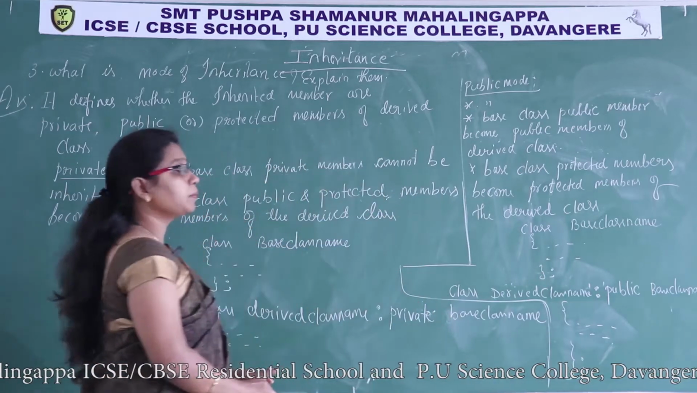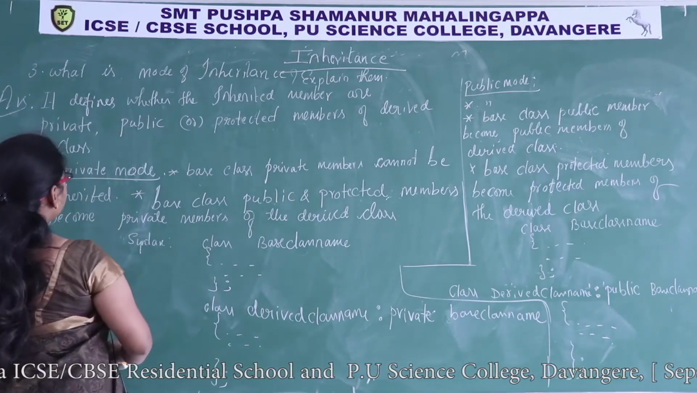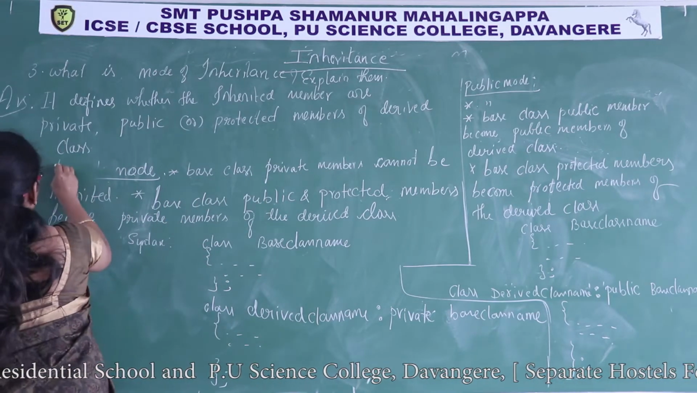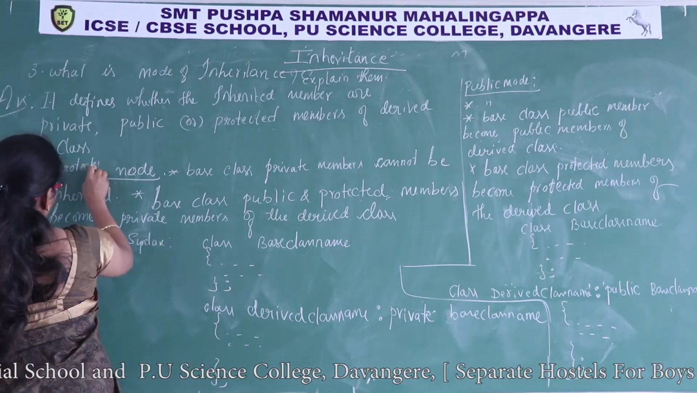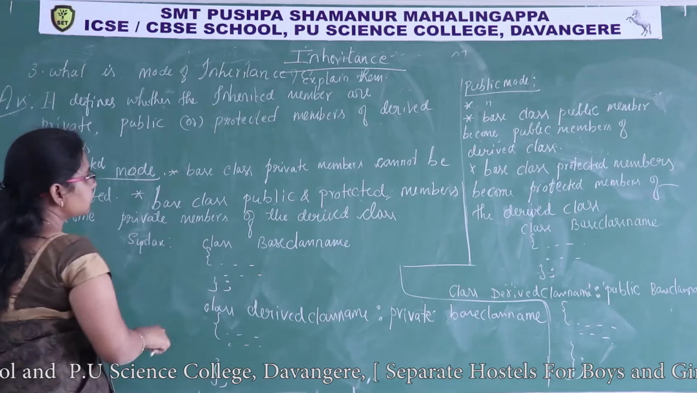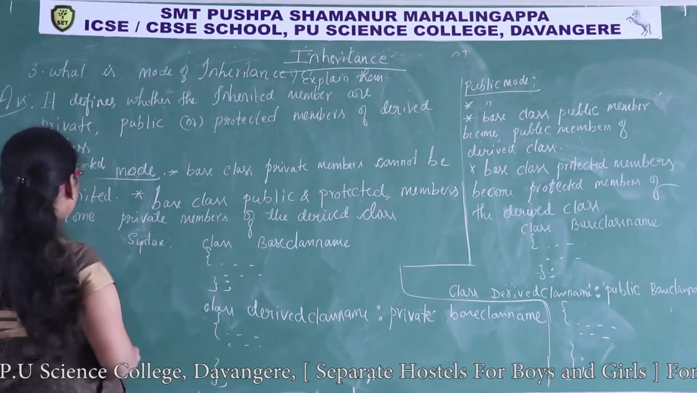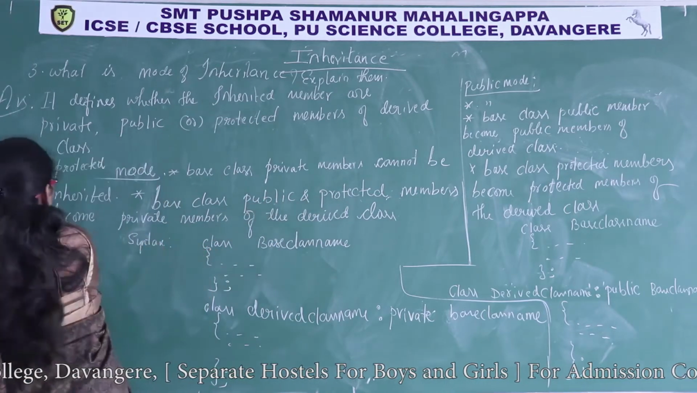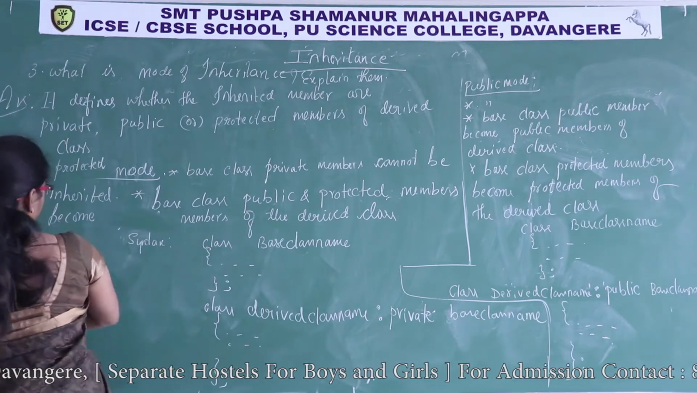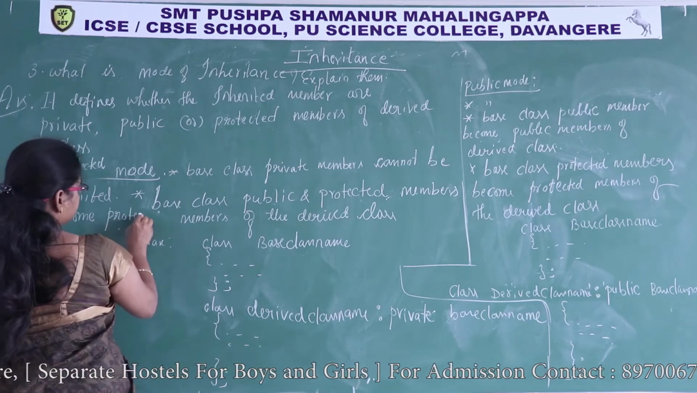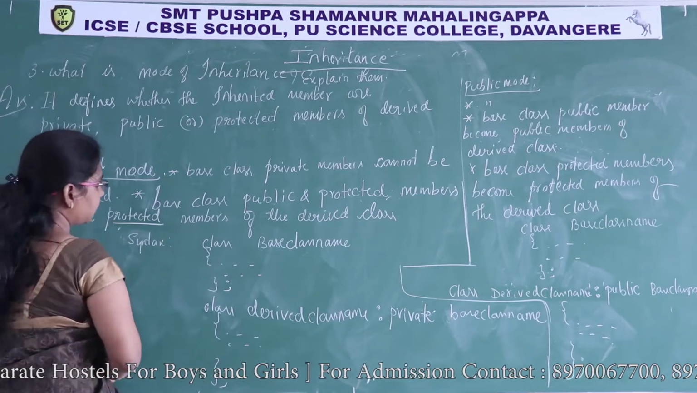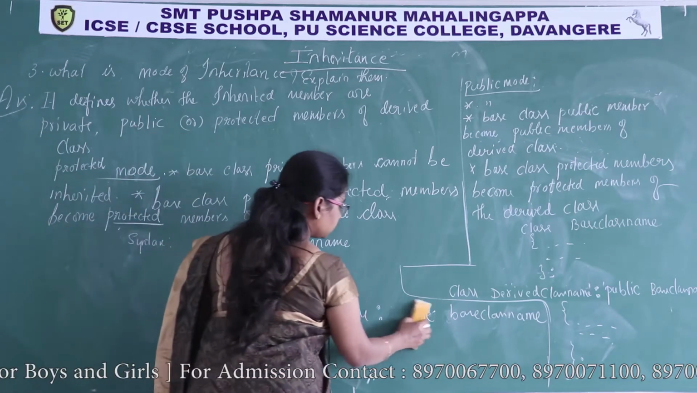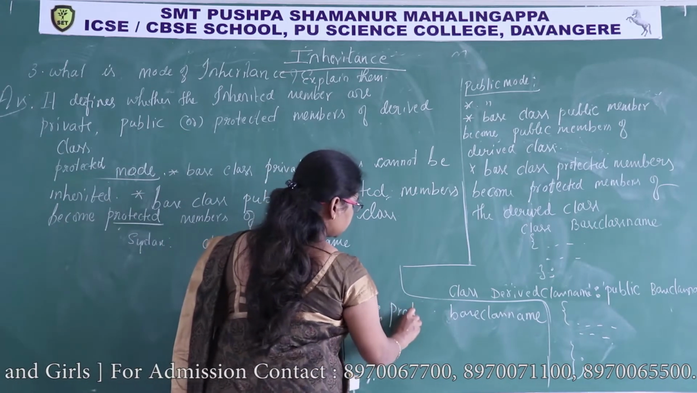Okay, and another thing, protected mode of inheritance. See, protected mode here also, the first point is same. Protected mode, base class private members cannot be inherited. Now second point, base class public and protected members become protected members of the derived class. This is important. Understood? So what changes do you need to make here? Protected instead of private, protected.